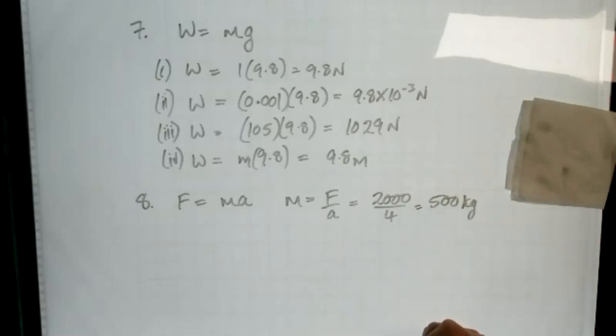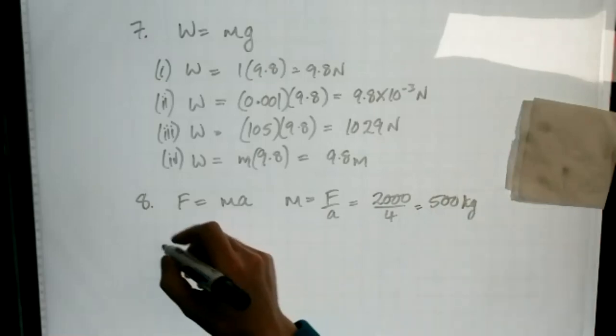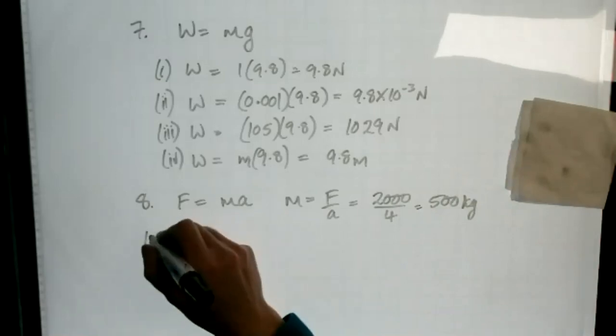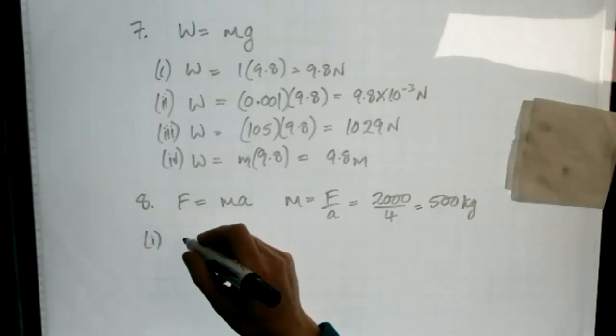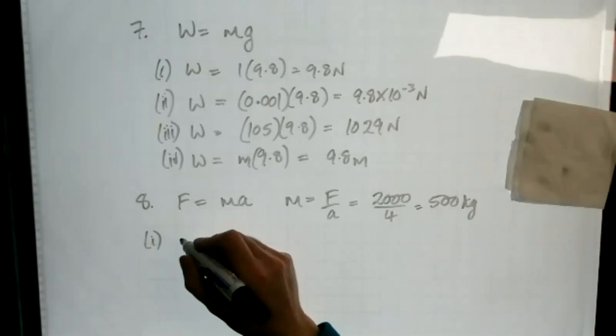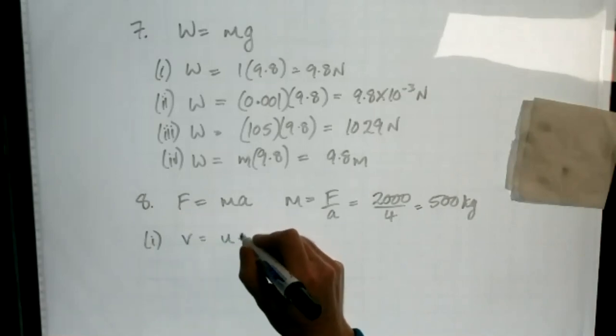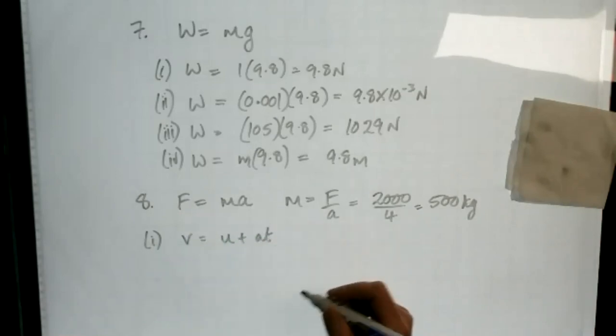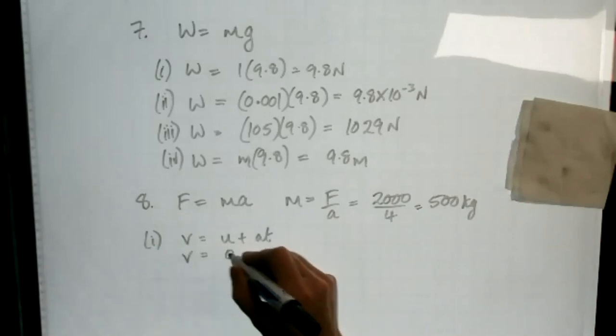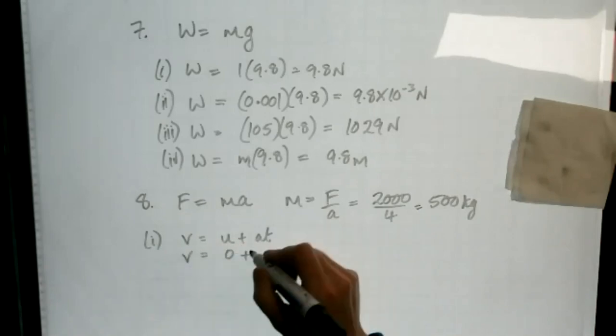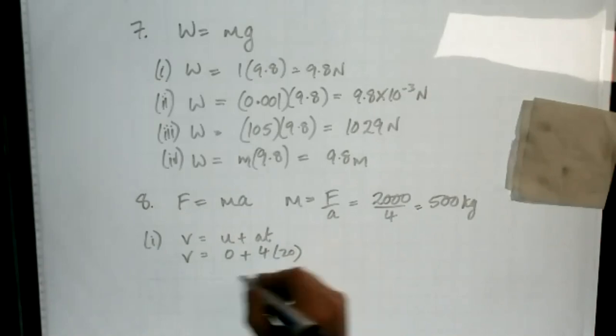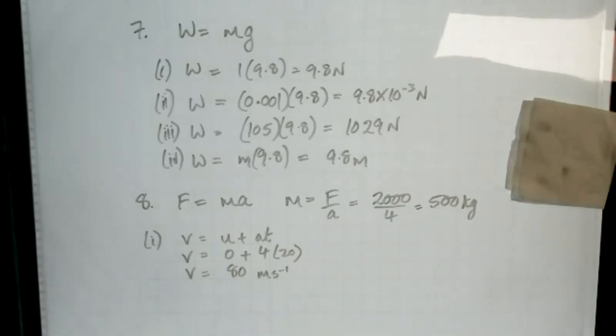Now the formula we use here is V equals U plus AT. V equals U plus A times T. So this is called 0 plus the acceleration times the time, so we should get V in meters per second.